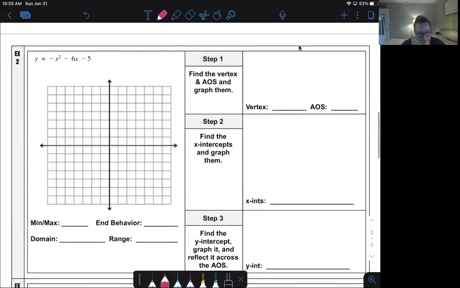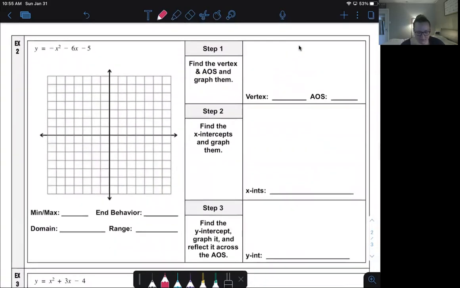So for example 2, what I'm going to do is walk you guys through each step and we'll check each step as we go. Don't forget to label your graph, of course. You might want to pause the video and just do that real quick. And then I actually want you guys to find your vertex on your own. So I want you to press pause, only find your vertex and your axis of symmetry. Go ahead and graph them and then press play when you're ready to check step 1. Give it a shot.